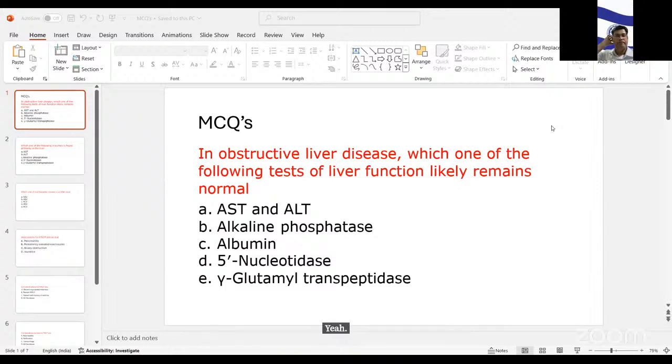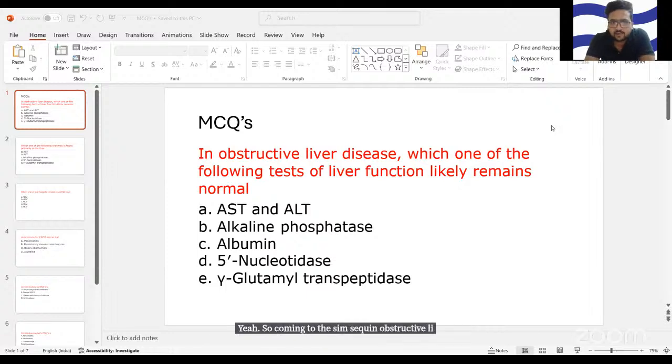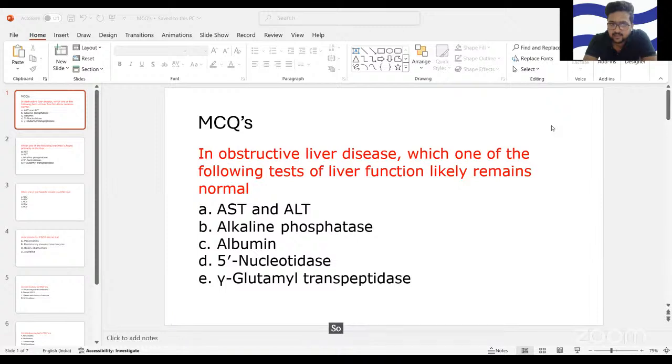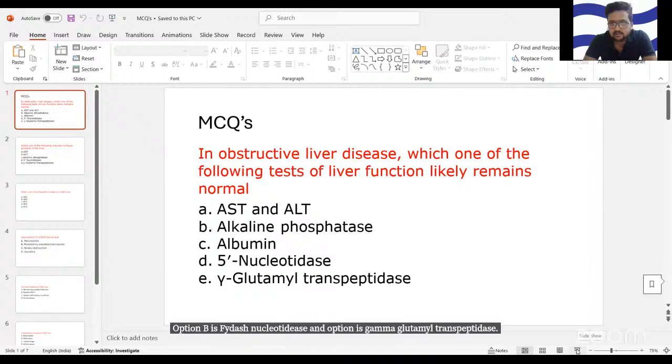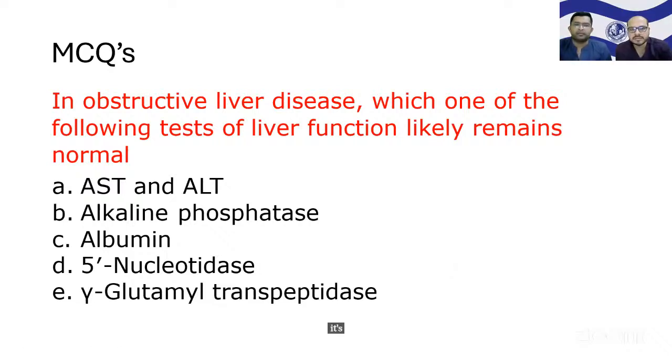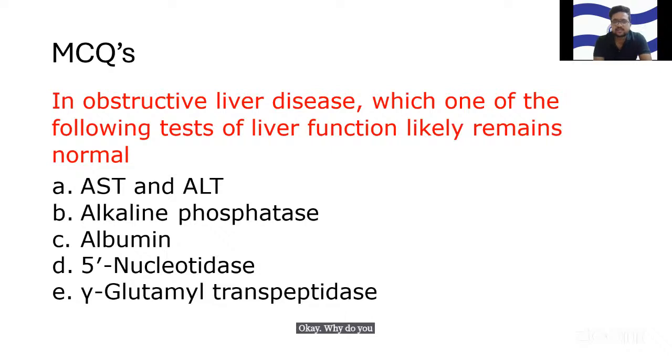Coming to this MCQ: in obstructive liver disease, which one of the following tests of liver function likely remains normal? Option A is AST and ALT. Option B is alkaline phosphatase. Option C is albumin. Option D is 5' nucleotidase. And option E is gamma glutamyl transpeptidase. It's option C, albumin, sir. Okay. Why do you think option C, albumin, is the right answer?